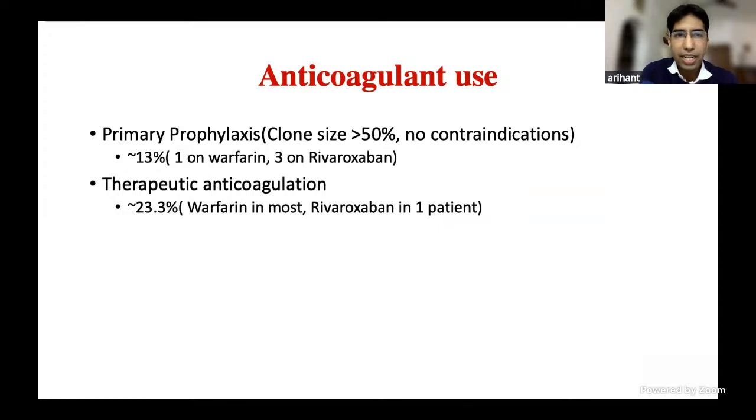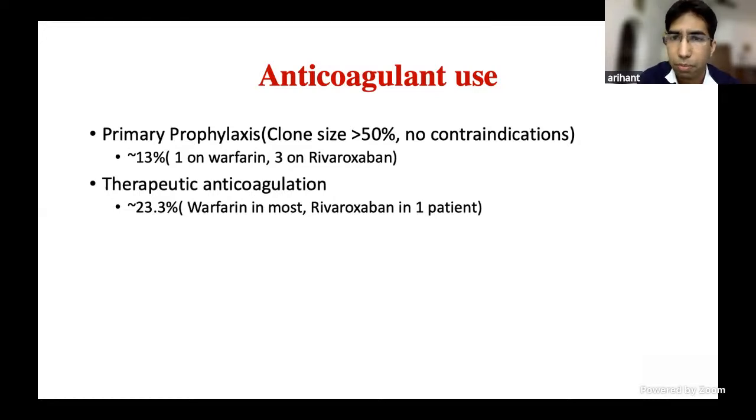So of late, with the Haematologica papers which said that probably NOACs can be prophylactically used, in a select group of patients we have started using NOACs as well. For primary prophylaxis, we are resorting to patients who have a clone size of more than 50% and do not have a contraindication to giving anticoagulation.